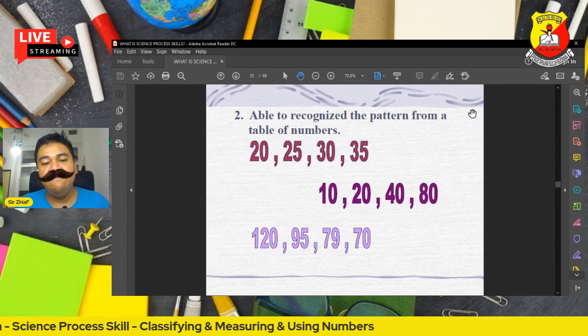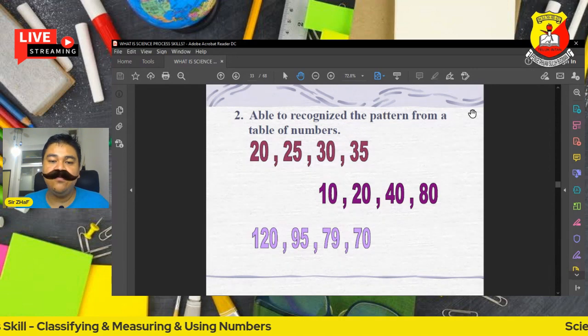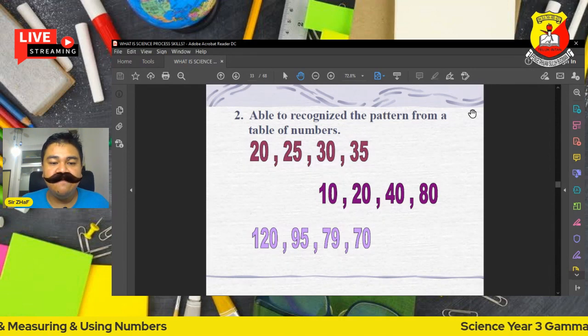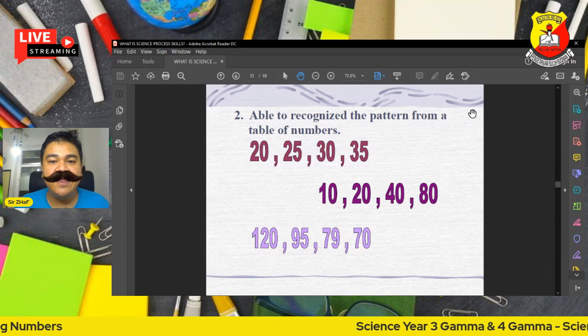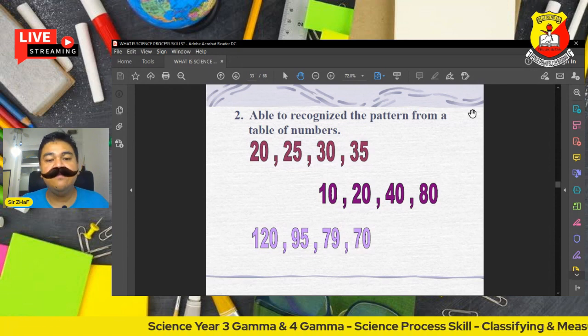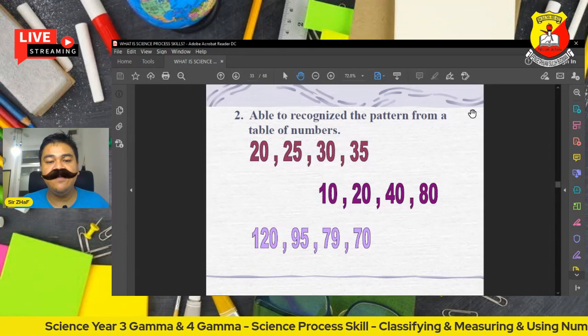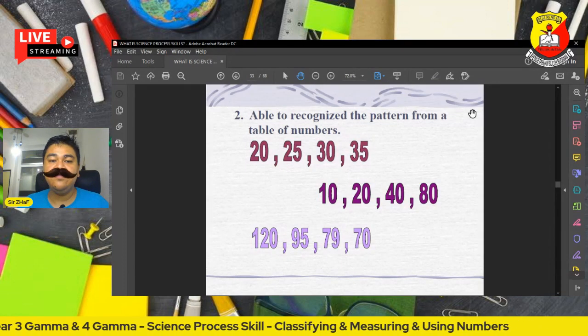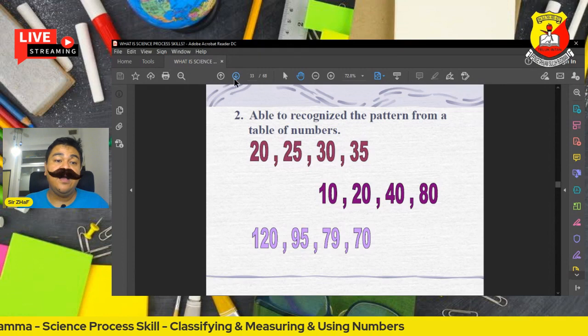Okay, look at the third pattern. 120, 95, 79, 70. This pattern of numbers is what we call descending. Menurun. From 120 descending to 95 and then to 79 and then to 70. Okay, next.